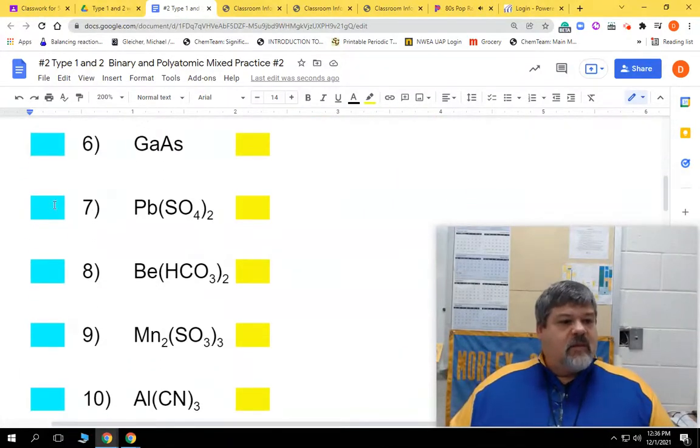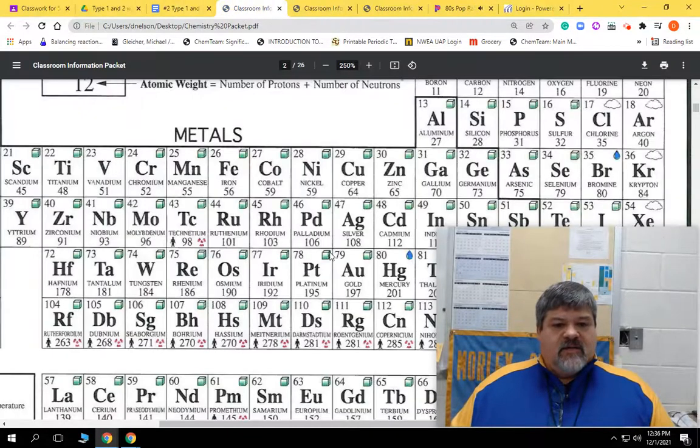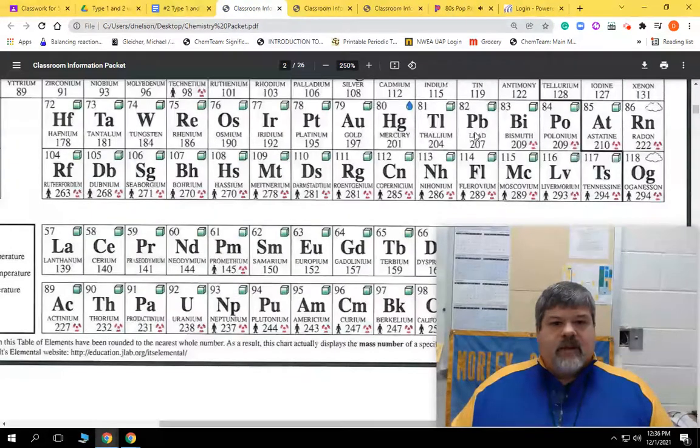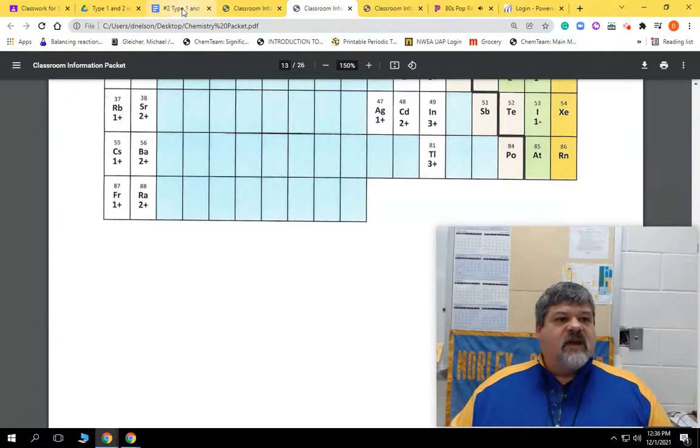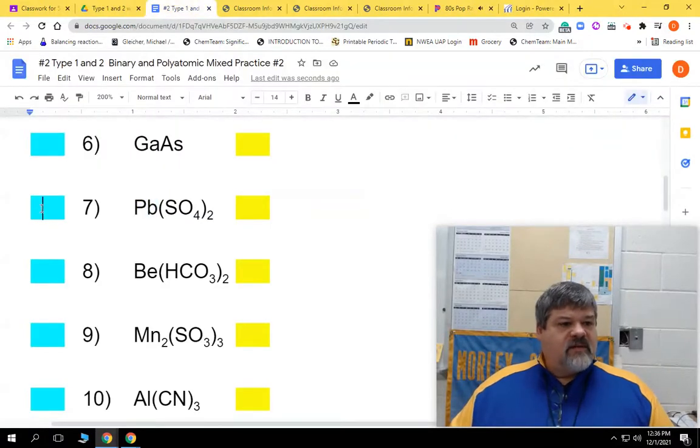Okay, let's go ahead and look at number 7 here. Number 7, I have lead. Lead is way over here, and if I look at page 12, it's right in here. So that means it is type 2. So we know that it's a type 2.